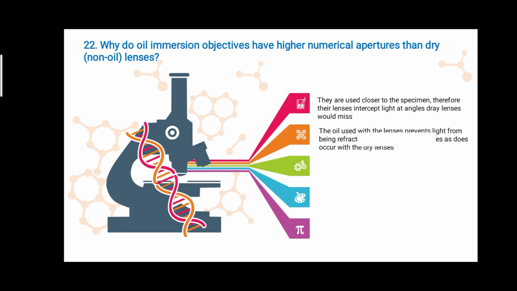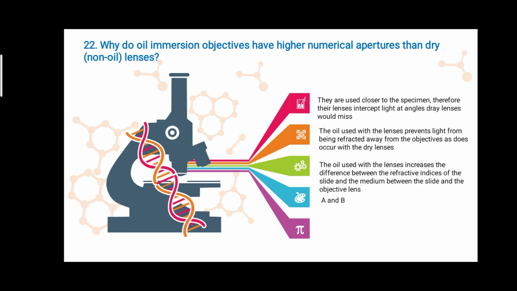Why do oil immersion objectives have higher numerical apertures than dry or non-oil lenses? A and B. That is, they are used closer to the specimen, therefore their lenses intercept light at angles dry lenses would miss. And B, the oil used with the lenses prevents light from being refracted away from the objectives, as does occur with the dry lenses.